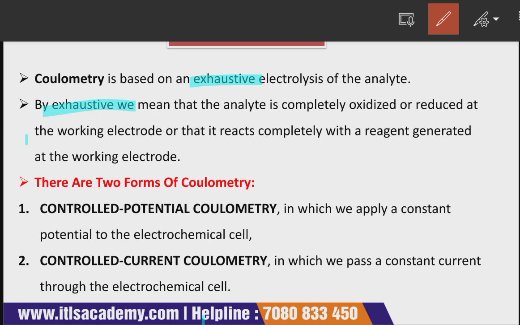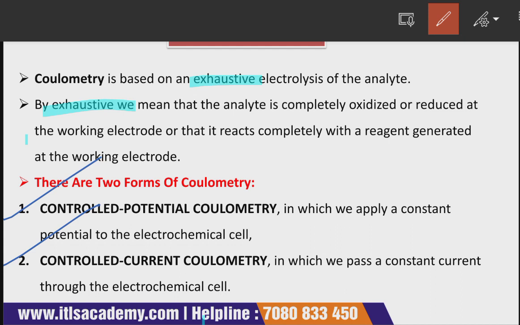There are two forms of colorimetry. The first one is controlled potential colorimetry, and the second is controlled current colorimetry. You can also say that there are two types of colorimetry: controlled potential colorimetry and controlled current colorimetry.